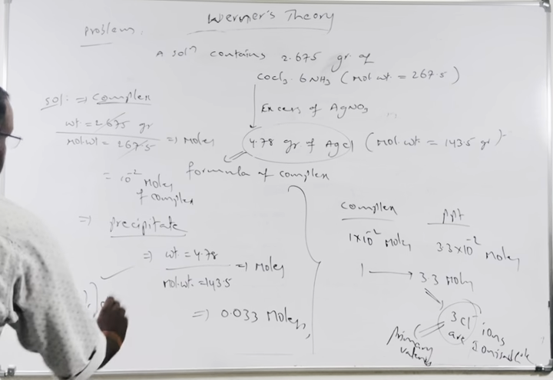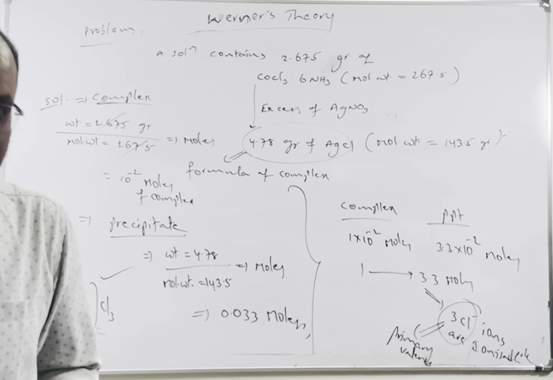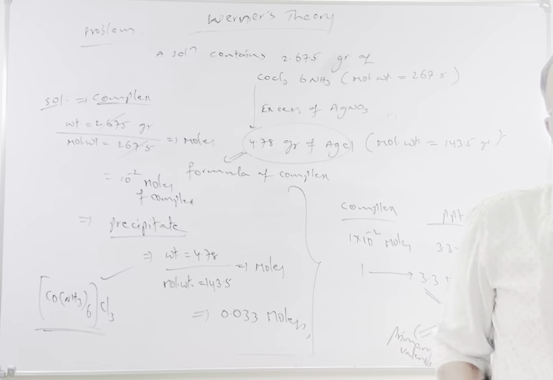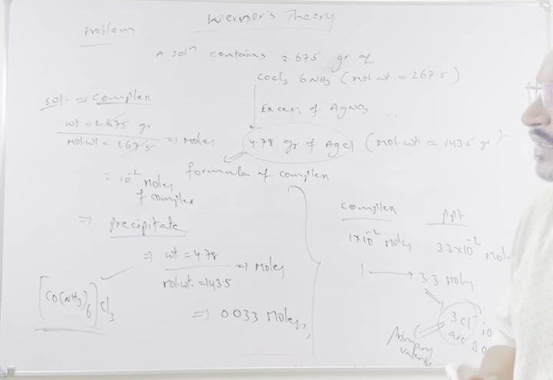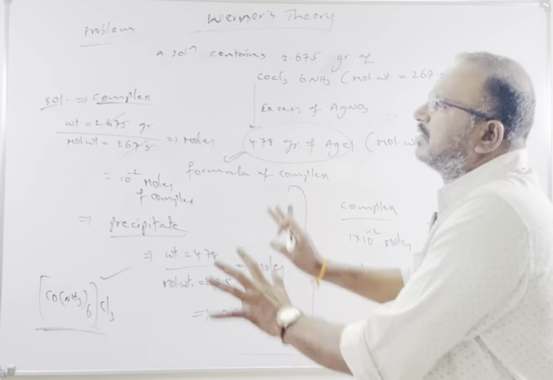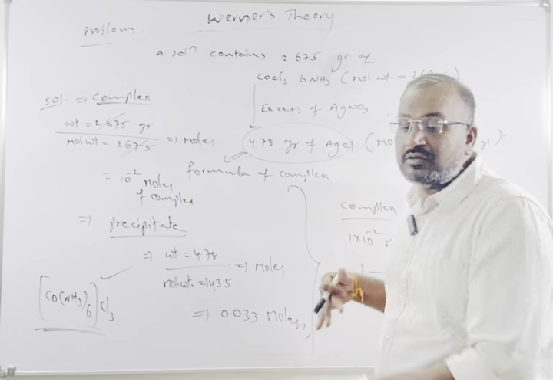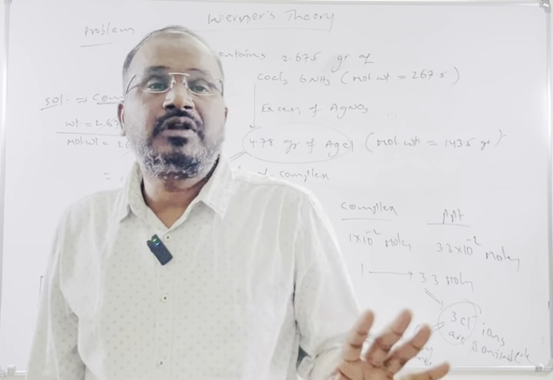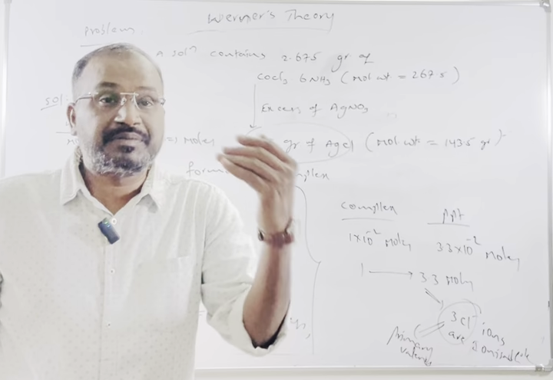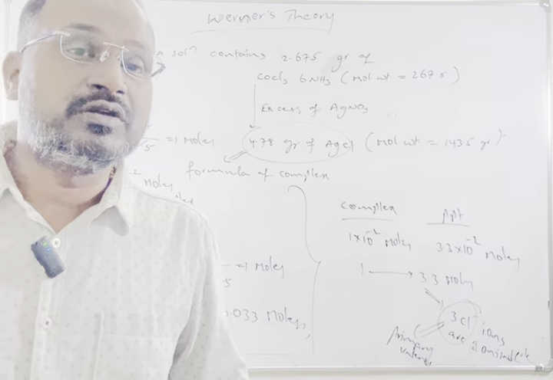This is the answer. Like that, you have to solve the problems in Werner's theory. I have solved from simple problems to tough problems. More than tough will never be present from Werner's theory in any examination. Just convert weight, volume, whatever it may be, into moles. Then you will get the answer. The amount of precipitate you are getting tells you those chlorides or ions are ionizable, present in the primary valency. Like this you have to solve.